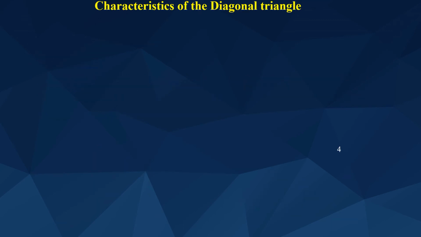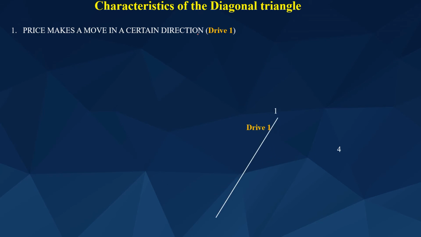Now we are looking at the characteristics of the diagonal triangle. So we are doing a trade drive. I don't think of it as a triangle, but as a trade drive pattern. Price makes a move in a certain direction called drive one. So you have a move to the upside, which we are calling drive one, also known as wave one. Then we get a pullback. Realize that in the channel, I measured the pullback. I gave a specific measurement of 50 to 70 to 78, but here I didn't give any measurement.